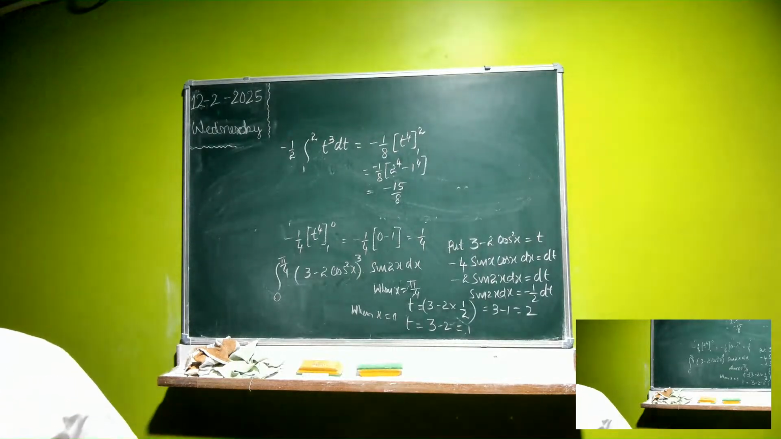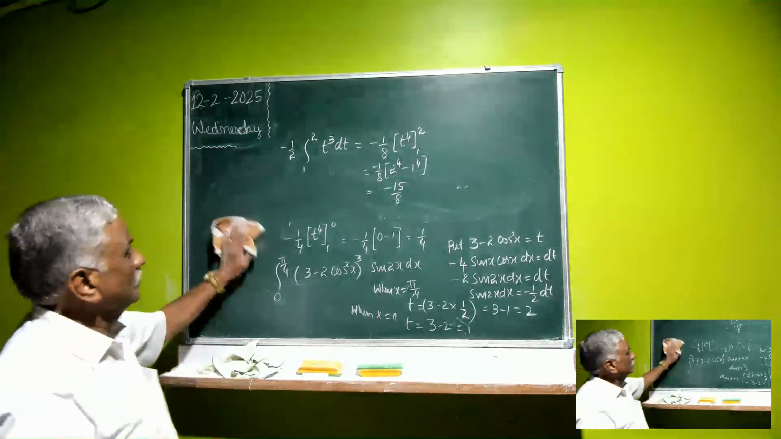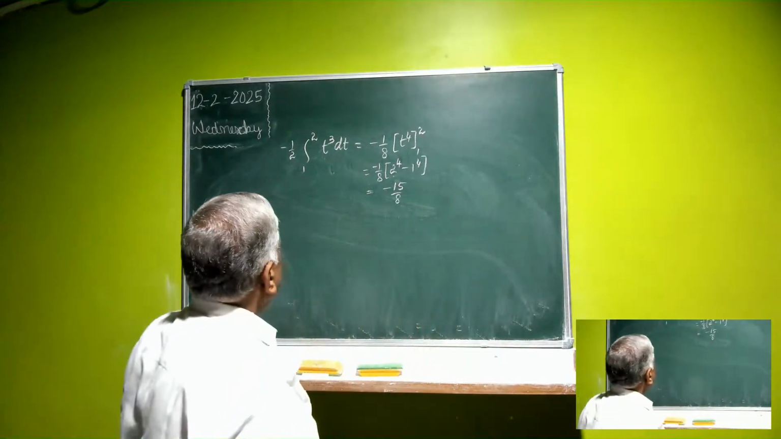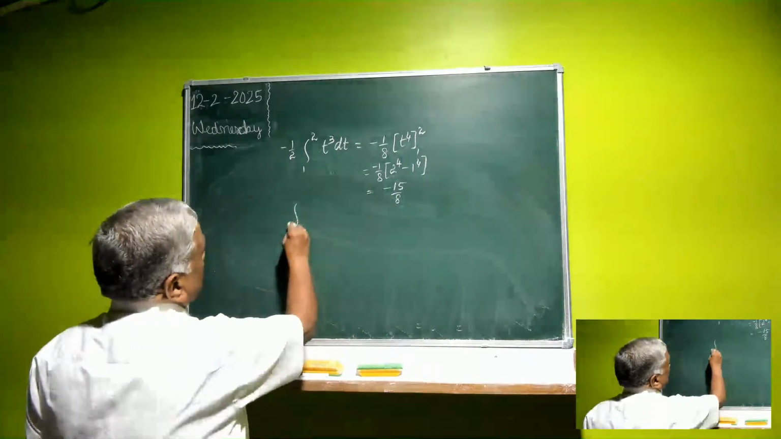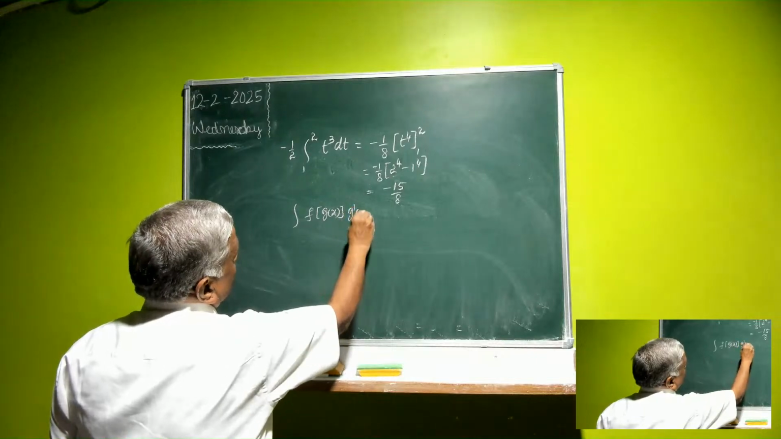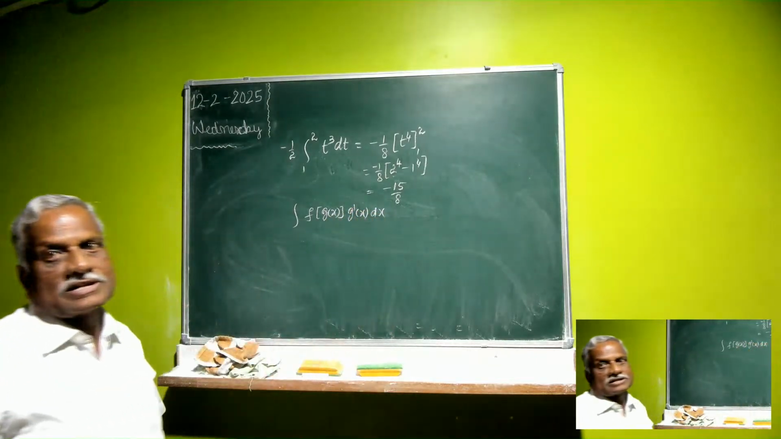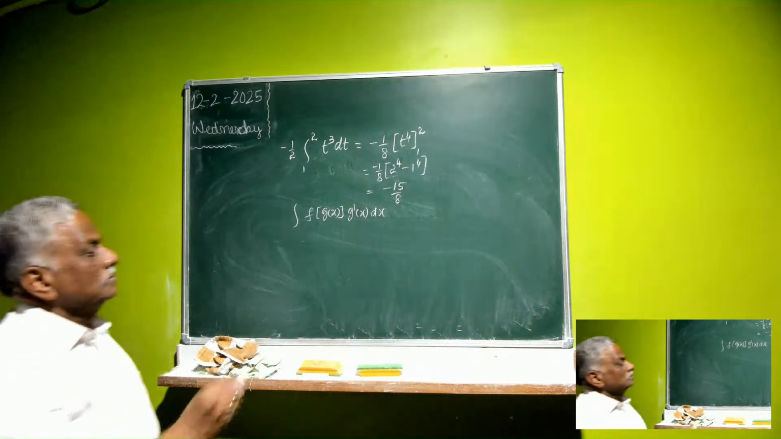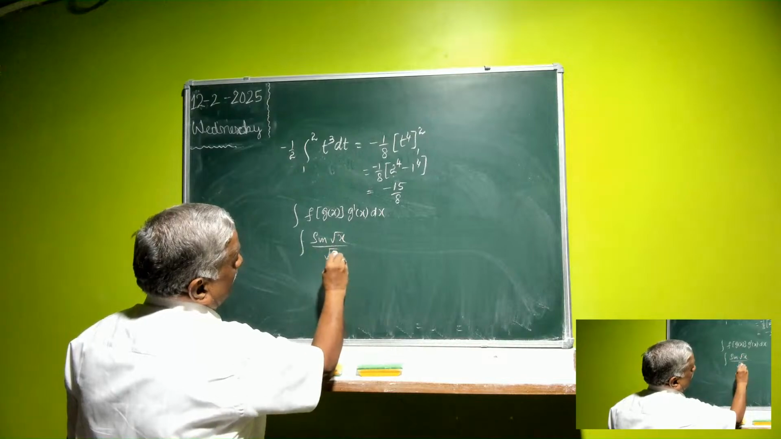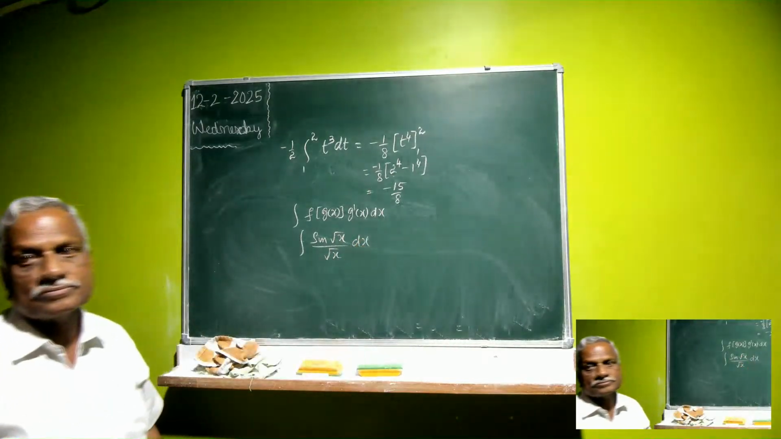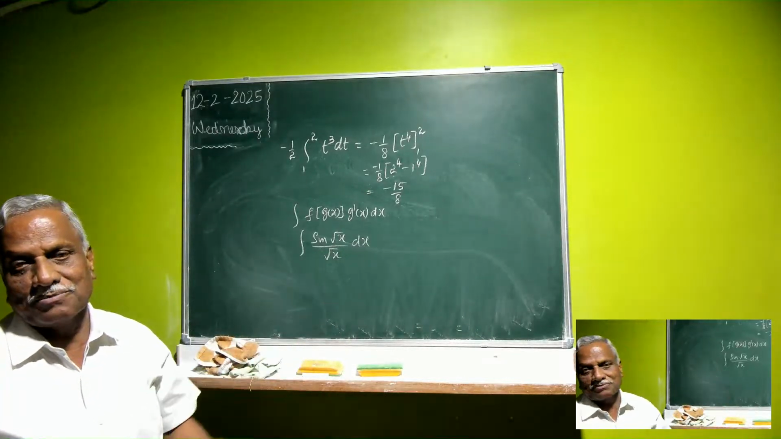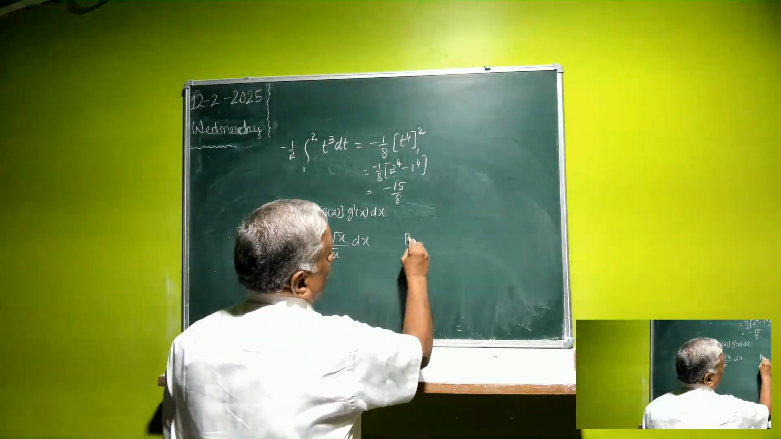We will work one more problem of the substitution method, where the problems are like f of g of x into g dash x. This same problem I will be working one or two. So let us take one problem. Integral of sin root x by root x dx. Here I cannot call sin root x as t because there is no cos term. So what we do is put root x equals t.